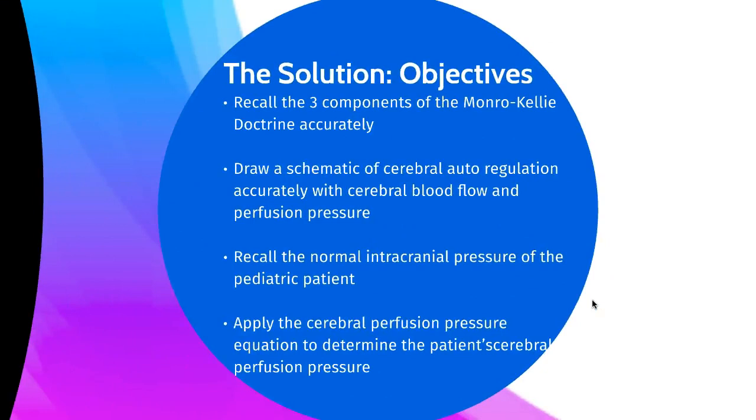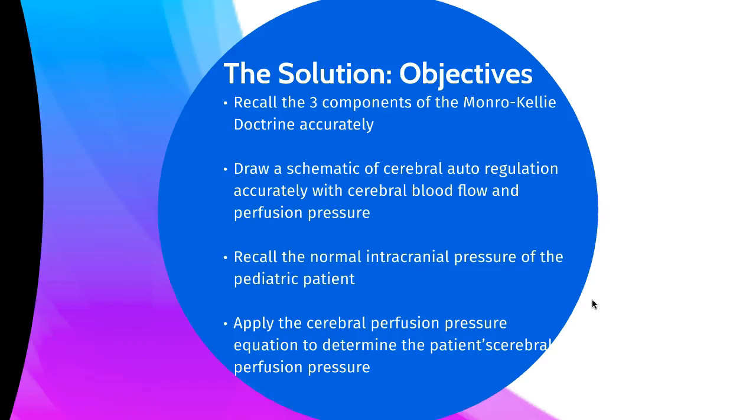So the solution, and I've defined these as our objectives for today. In order to understand why we're treating these patients, we have to understand the normal physiology and then move into pathology of cerebral blood flow regulation. We will discuss the 3 components of the Monro-Kellie doctrine. I would like you to be able to draw a schematic of the cerebral autoregulation of blood flow, and then recall normal intracranial pressure of the pediatric patient.